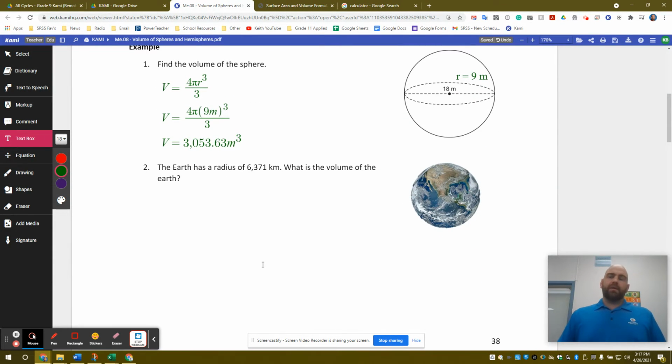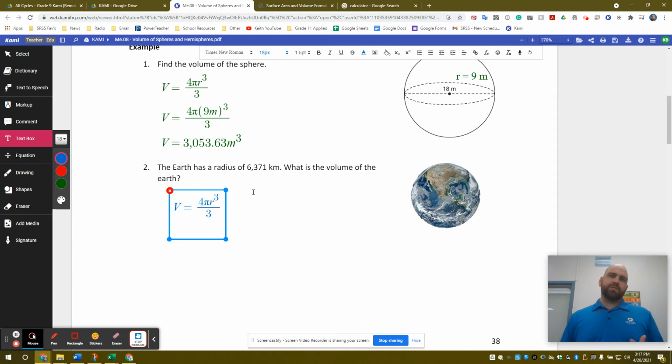All right, the next one here is our Earth. We want to figure out what the volume of our Earth is. Now, our Earth is massive, okay? It is huge. So we're going to be getting a very big number, and that's okay. We have a radius here. We're going to use our formula to find the volume of the Earth. So I'll put in the formula here again. Volume is equal to 4 pi r cubed divided by 3.